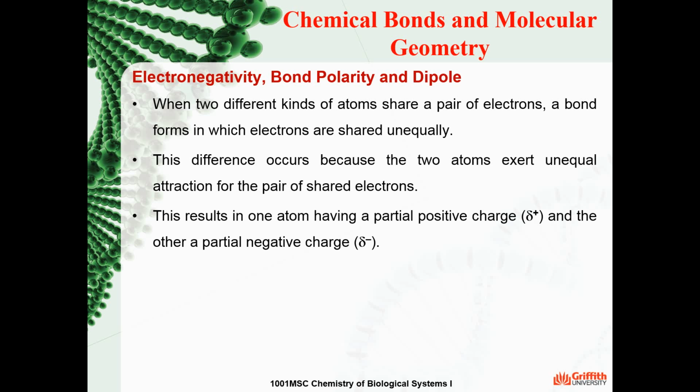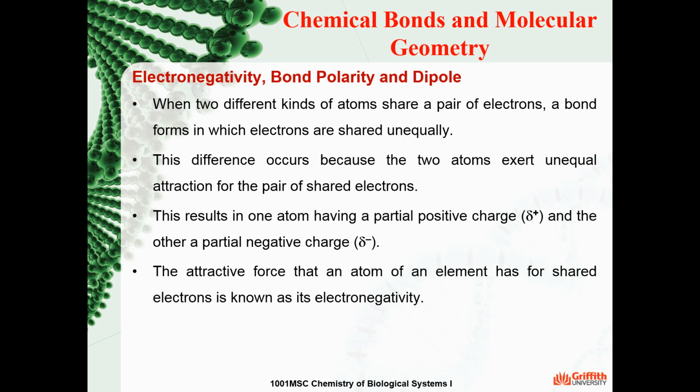This causes the electrons to spend more time around one atom than the other. The atom that attracts the electron more obtains a partial negative charge, while the other gets a partial positive charge. We call this type of covalent bond a polar covalent bond. This attractive force that an atom has for shared electrons is known as its electronegativity.